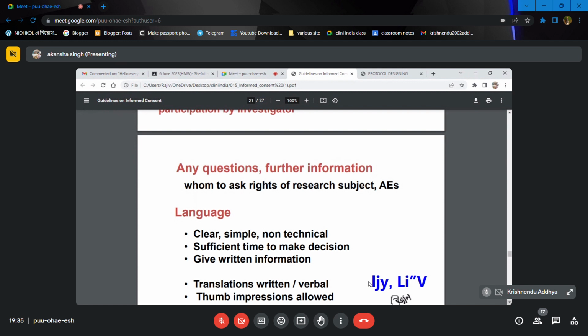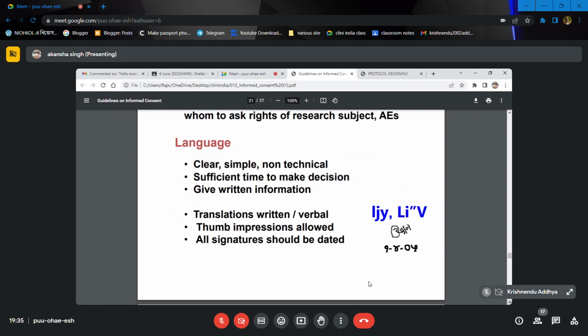If there are any short forms or difficult words, they have to be explained to them in written and verbal form. Thumb impression is allowed, and signatures are allowed with date. So this is what we do in the informed consent.